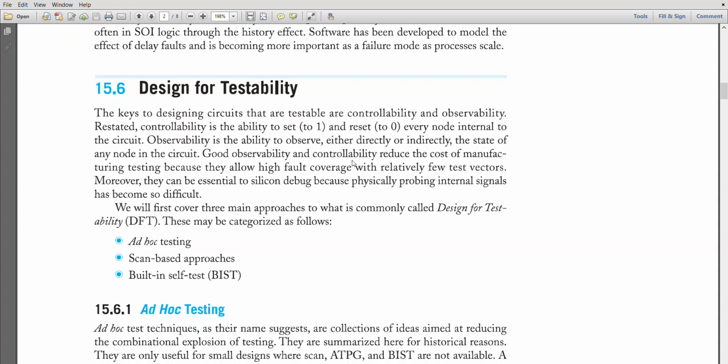Good observability and controllability reduce the cost of manufacturing testing because they allow high fault coverage with relatively few test vectors. Obviously, if you can observe the outputs easily and control the inputs easily, then the test cost will be decreased, isn't it? And at the same time we take less effort to test, control or observe the particular circuit. Fault coverage will be higher. Moreover, they can be essential to silicon debug because physically probing internal signals has become so difficult.